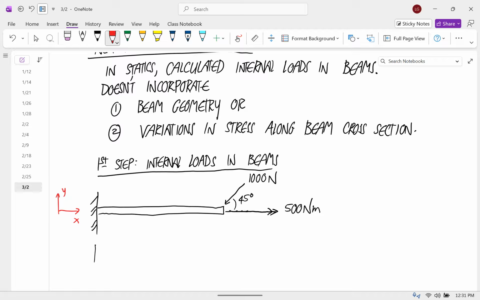And we want to calculate the internal load right here at the middle. So we'll say this is 0.5 meters and this is 1 meter.